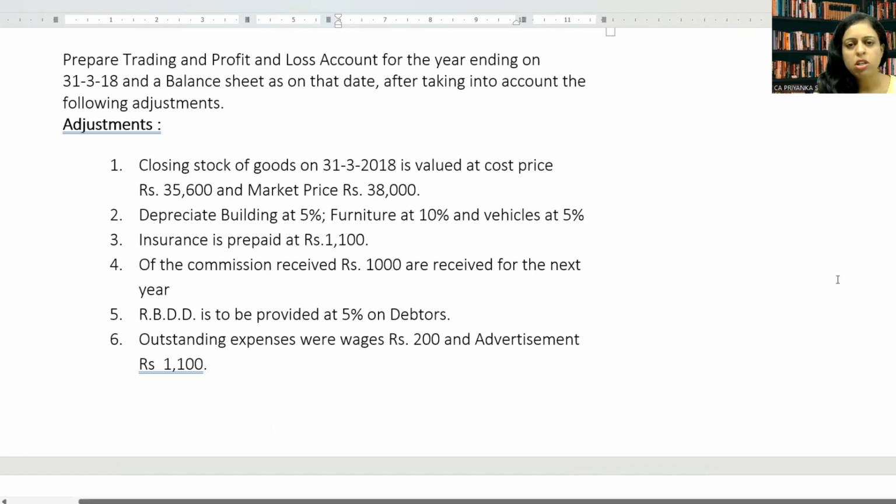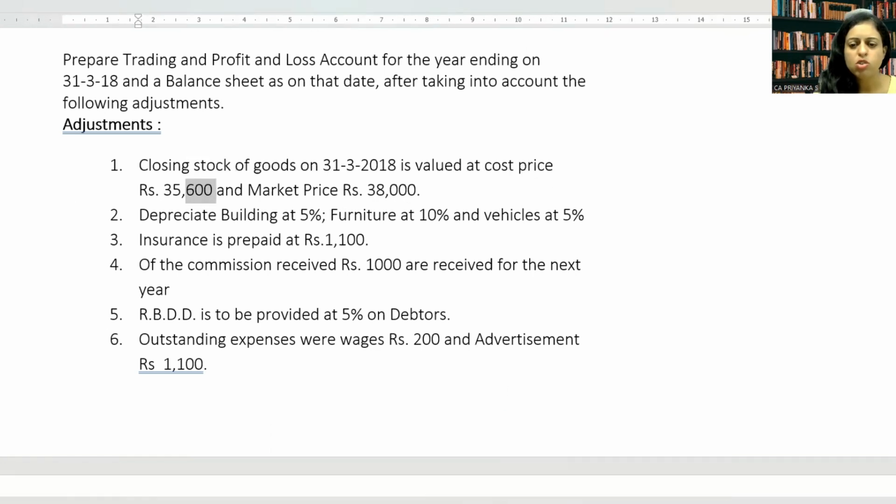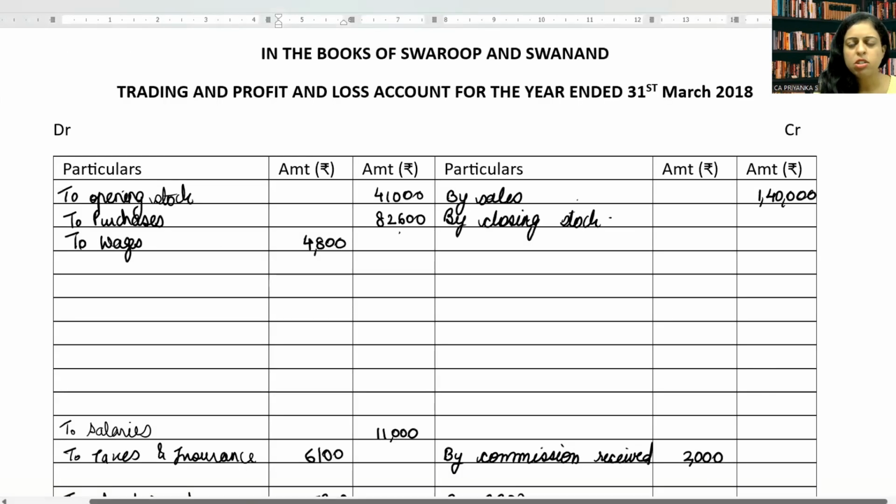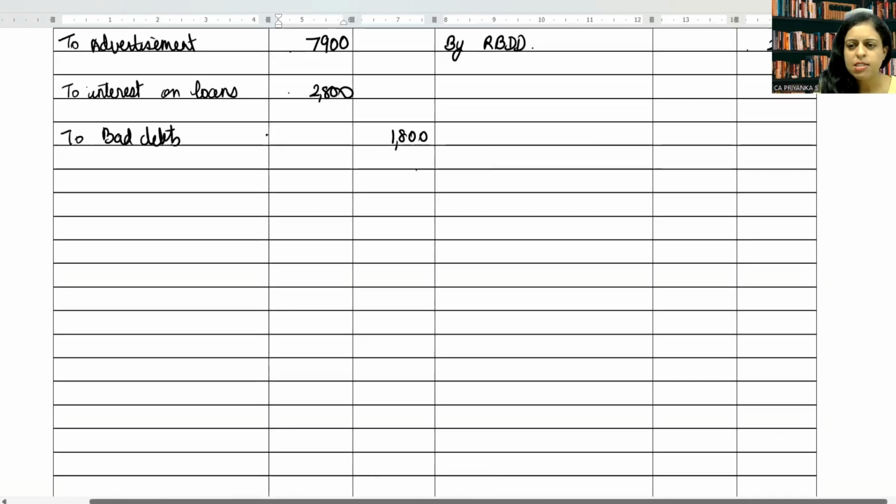So what is lower here? Cost price is 35,600 and market price is 38,000. So obviously the cost price, 35,600, is what we are considering. So I'm going to write here closing stock 35,600. And this is one impact. Second effect, what was it? The second effect we give is in the balance sheet, asset side.